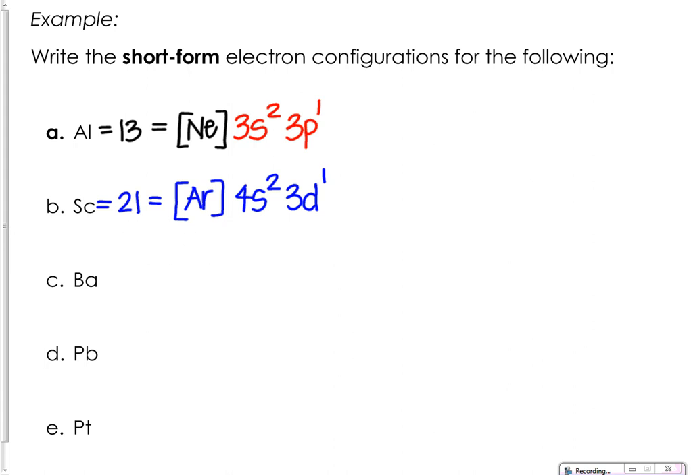Now we're going to try barium. And with barium, you've got to find it on the periodic table. It's element number 56. So we're going to try to find the noble gas that comes before barium. Okay, that noble gas is xenon, and that noble gas is element number 54. Now barium itself lives in row 6, so we're going to start at 6s. And we can put the 2 remaining electrons into that 6s. So 54 from xenon plus 2 more makes 56, and that is barium's short form.